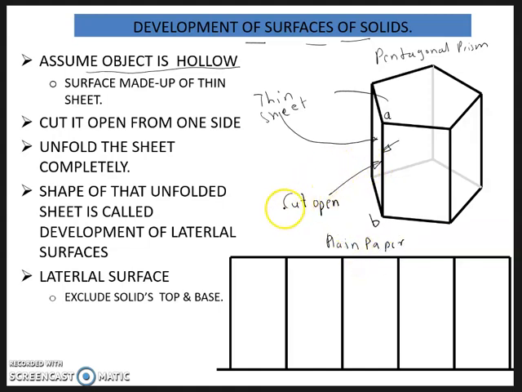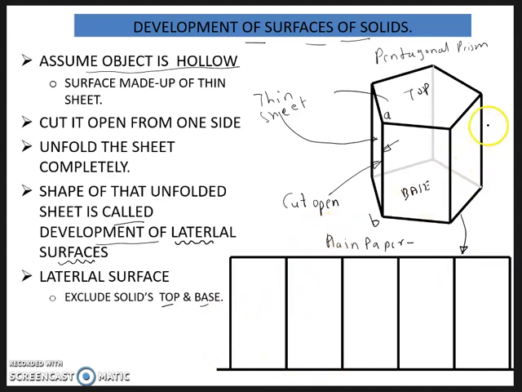Now when I unfold the solid surface and place it on plane paper, whatever I get, that is called the development. As far as your syllabus is concerned, we are going to do development of only the lateral surface. So the top and the base faces are ignored in the development. For a pentagonal prism, the development will be 5 rectangles placed adjacent to each other.